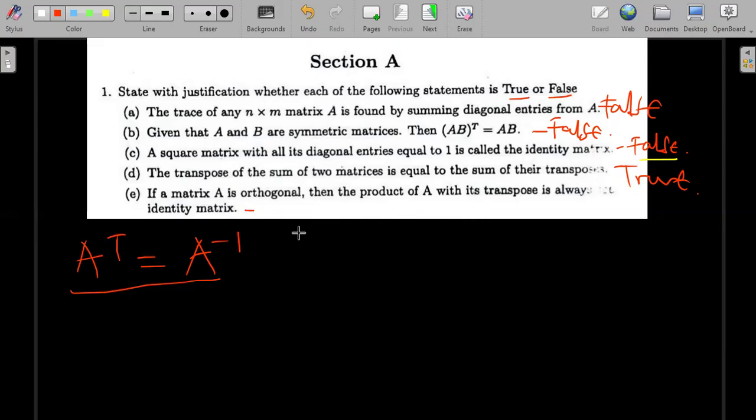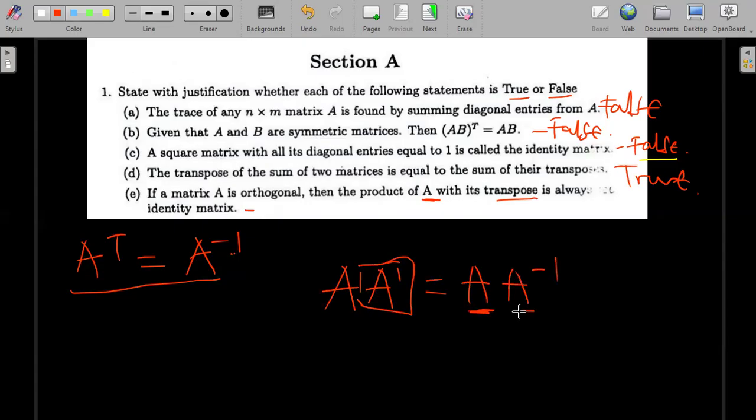Because if A is orthogonal, then the product of A with its transpose, A multiplied by A transpose, since this matrix is orthogonal, where there's A transpose I can put the inverse. So this is the same as A multiplied by the inverse. What happens when you multiply a matrix by its inverse? You get the identity. So this statement here, we're going to say it's true.